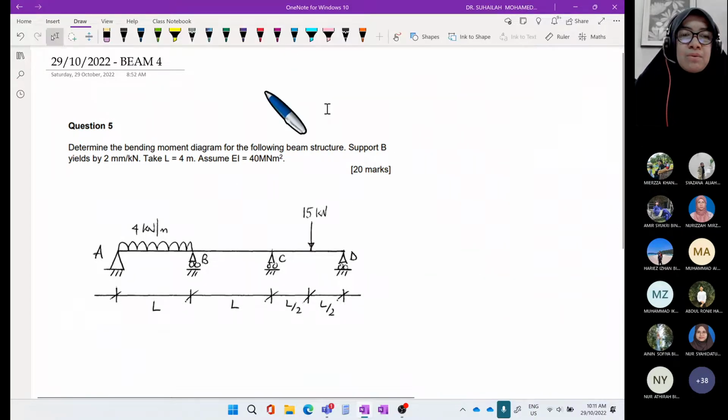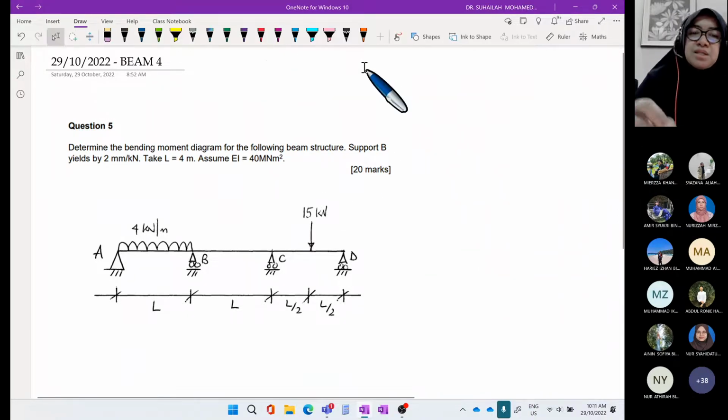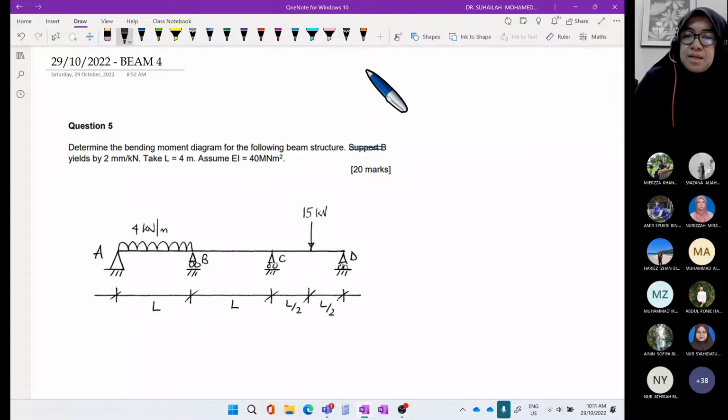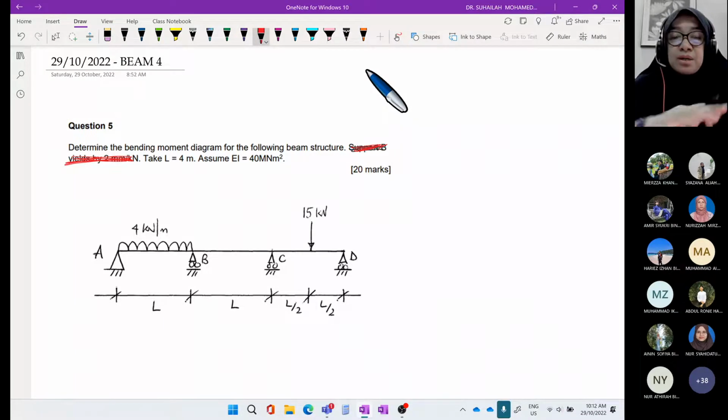Forget about this term first, we will look at it after this. This statement, we forget it first. Okay, let's analyze this. It mentions support settlement, but forget about that first. We just focus on the structure.